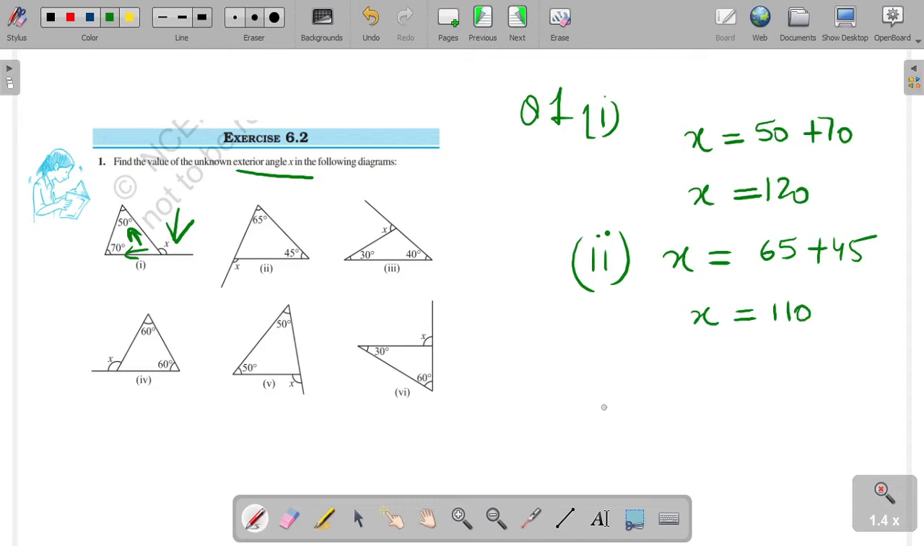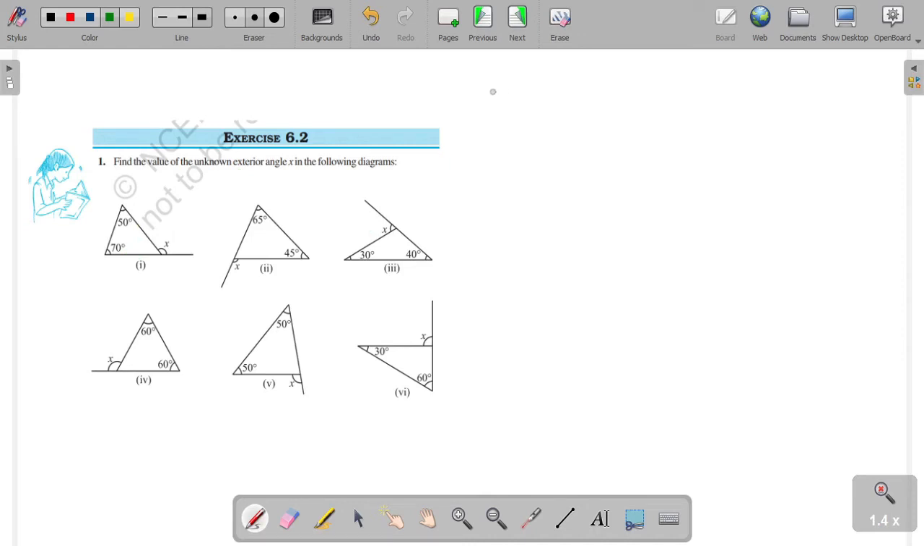Now third part, here angle X is also an exterior angle, so X is equal to 30 plus 40, so X is equal to 70 degrees. So this is all about first, second and third part. Now we talk about the fourth part.